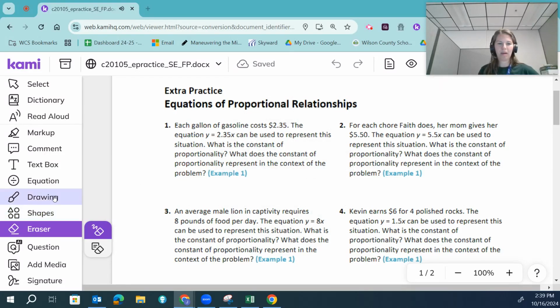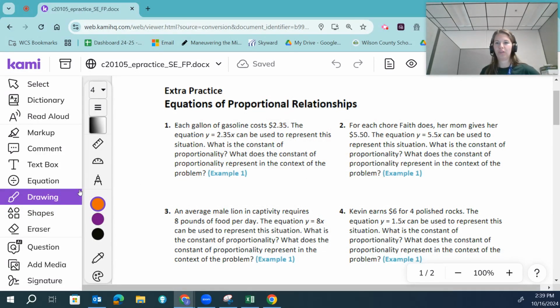Today we are talking about equations of proportional relationships. Remember, a proportional relationship is the relationship where as x increases, y also increases and it goes through (0, 0). So it's a straight line that goes through (0, 0). And we can write equations for those that look like this.